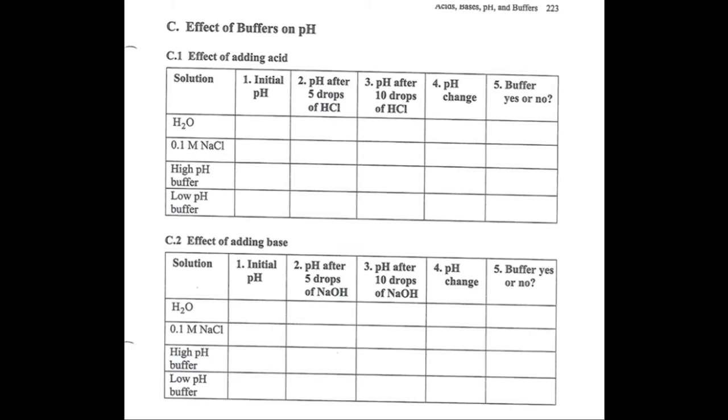At the end, you will compare the colors before and after, and then estimate the pH change that occurred there. And simply put, if the pH changes very little, it is a buffer. If the pH changes a lot, it is not a buffer. Let's take a look at the experiments.